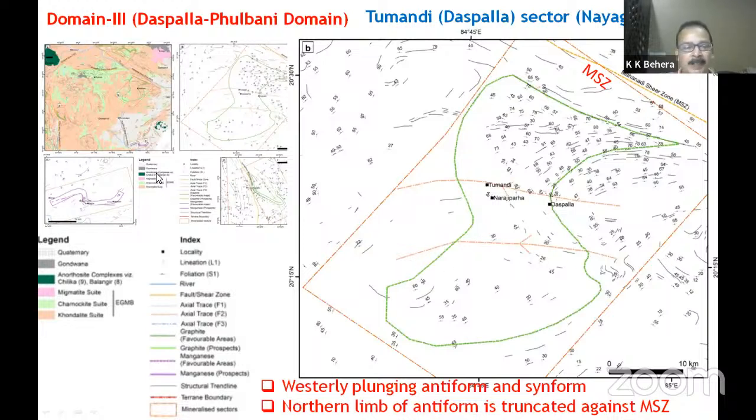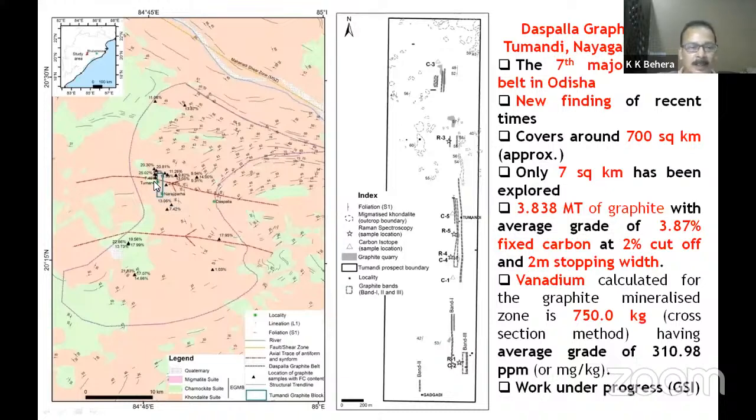So, around in this part, we have just completed one around 3 square kilometer in this area. That is Tumandi Graphite Prospect. It's the seventh major graphite belt in Odisha. In the around 3 square kilometer we have covered, which yielded around 3.83 million tons of graphite with average grade of 3.87. This report is recently circulated, and it also contains a vanadium of 750 kg. And work is under progress by Geological Survey of India.